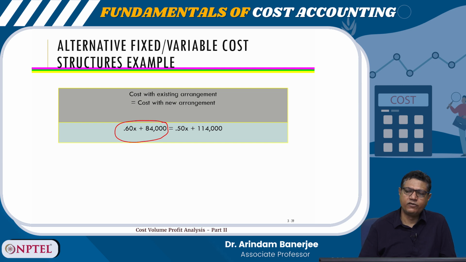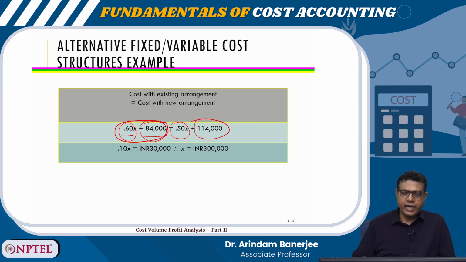plus 84,000. What is this 0.6x? This is the variable cost, and this is the old fixed cost, because the contribution margin is 40%, sales price minus variable cost. So, what is my variable cost? 60%, of course. So, this is my old variable cost plus old fixed cost, equal to the new variable cost and new fixed cost. Okay. So, I can solve this. If I solve this, I get the value of x as rupees 3 lakh.